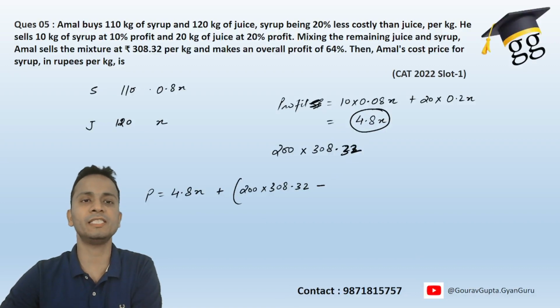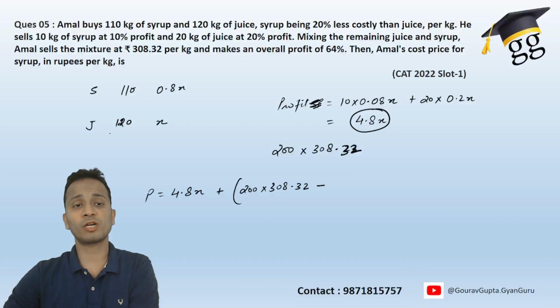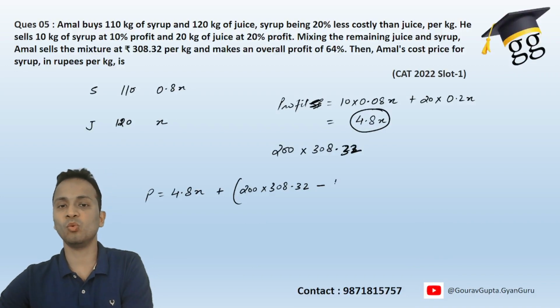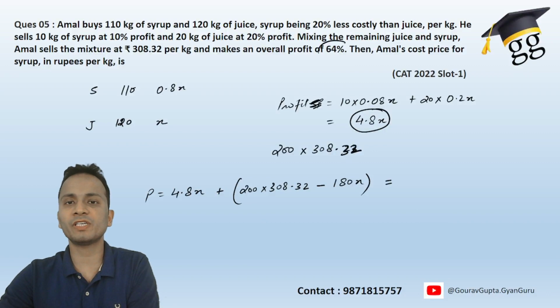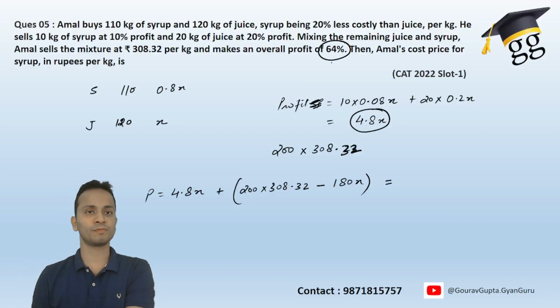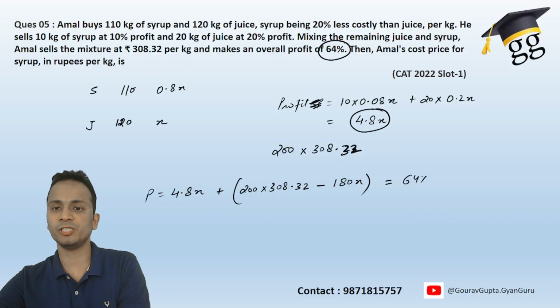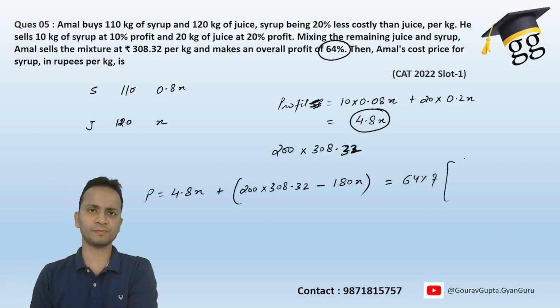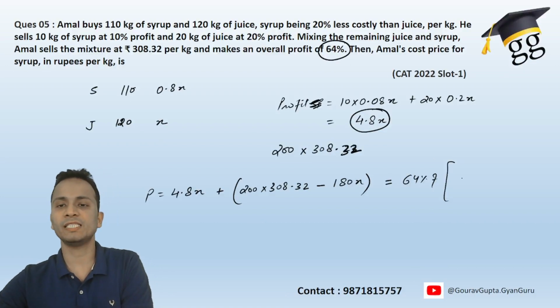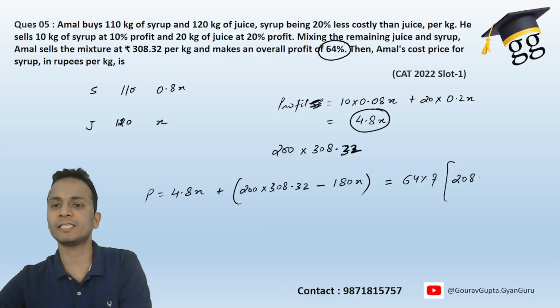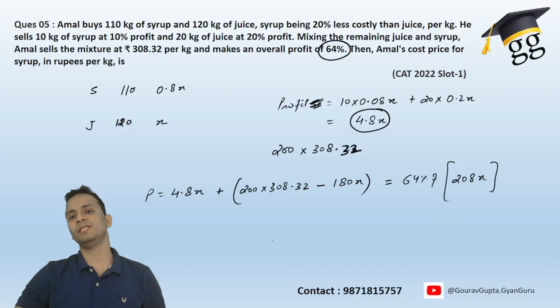The cost price for 100 kg syrup will be 80x, the cost price for 100 kg juice will be 100x, so it will be 180x, which will be subtracted. This is the total profit, and the net profit that he has is 64% of the total cost price. The total cost price is 110 multiplied by 0.8x plus 120x, so it will be 88 plus 120, that is 208x. This will be the net profit.